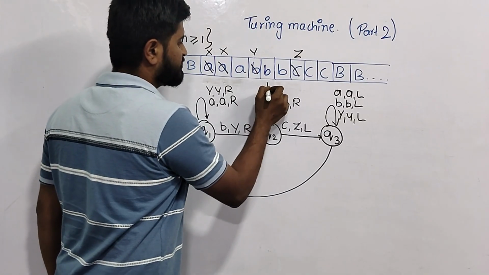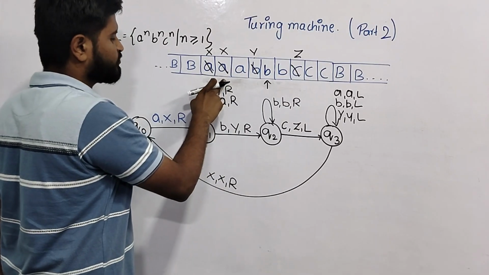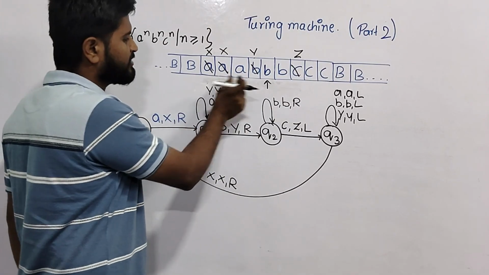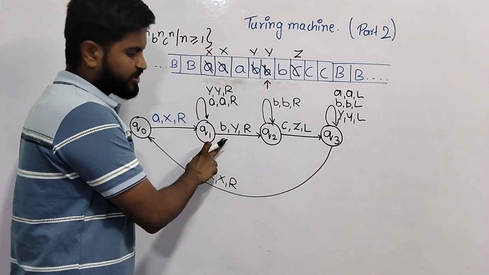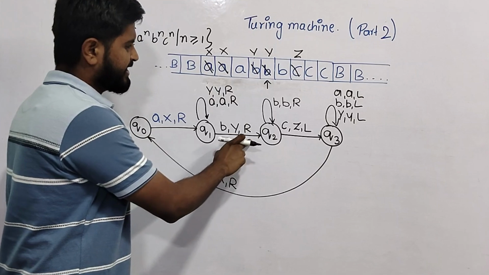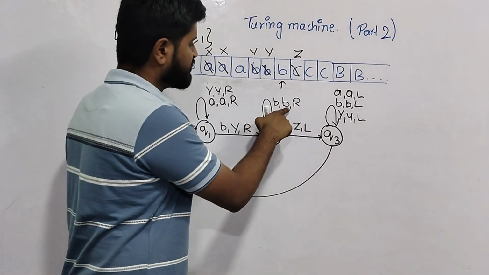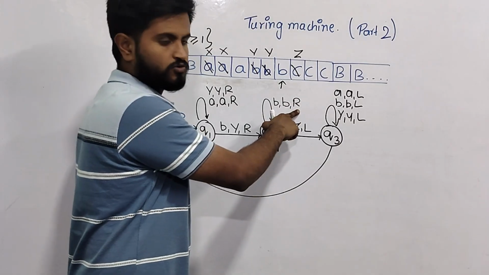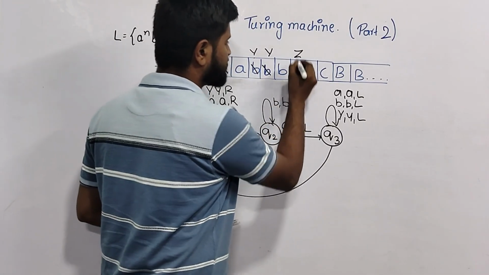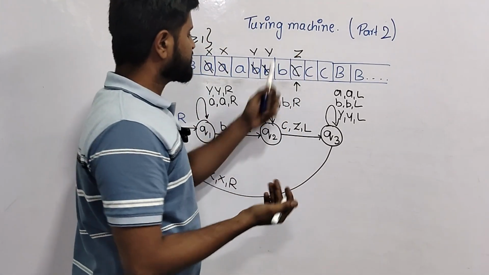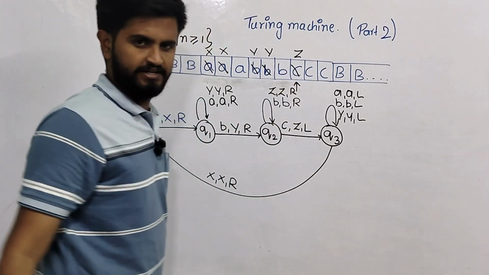Now I came to B. So 1A over, 1B over, 1C over. Again came back. 1A over again. So 2A are over. Now I can replace B value with Y. So when you encounter B, write it as Y and move towards the right side. Again I encountered B. If B is there, write B as it is and move towards the right side until you approach C. Now you encountered Z. So if you encounter Z, what will you be doing? Write Z as it is and move towards the right side.